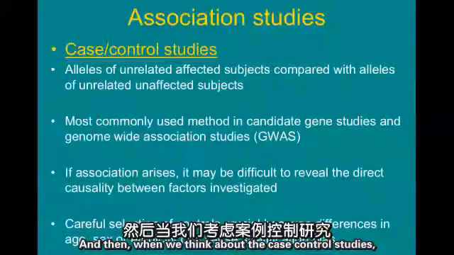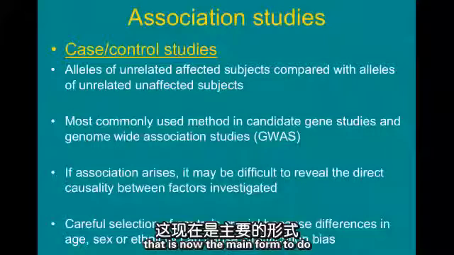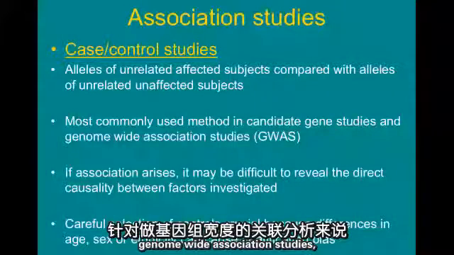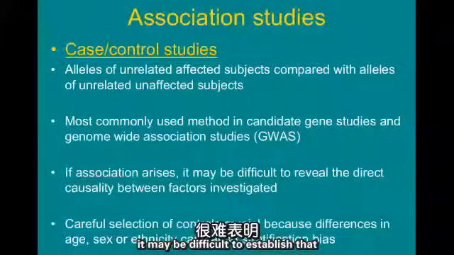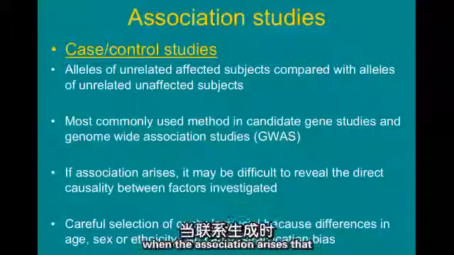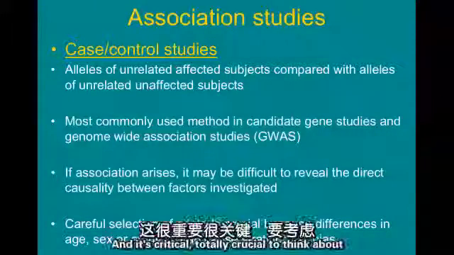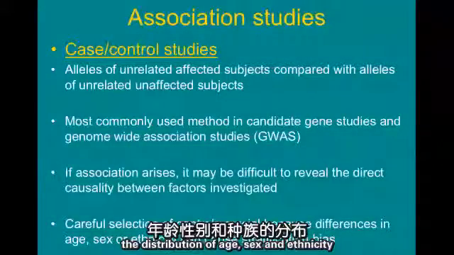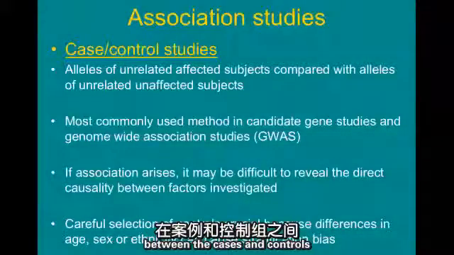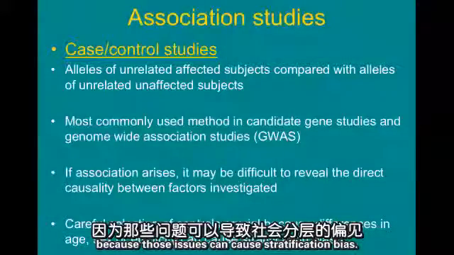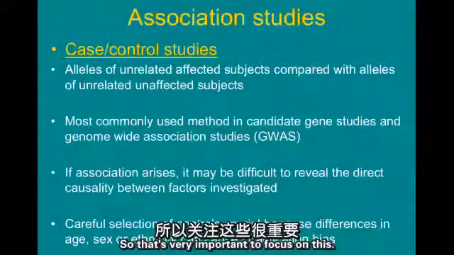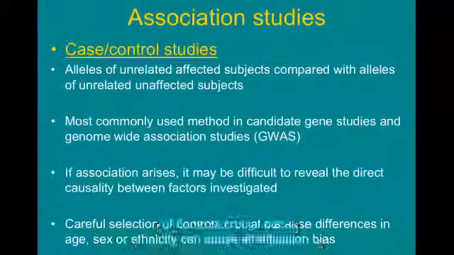When we think about case-control studies, that is now the main form to do genome-wide association studies. It may be difficult to establish, when the association arises, what the direct causality is between the factors that we are investigating. And it's totally crucial to think about the distribution of age, sex, and ethnicity between the cases and controls, because those issues can cause stratification bias. So it's very important to focus on this.